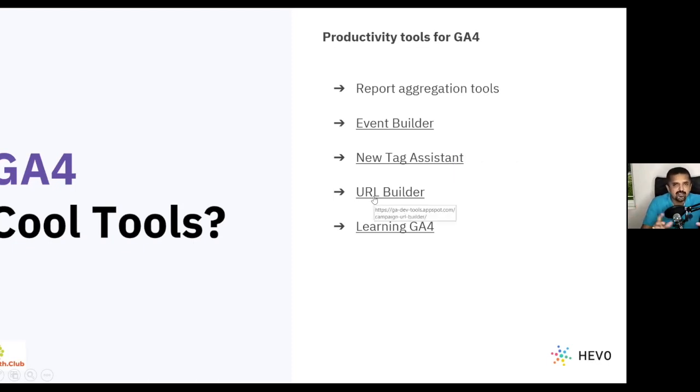URL Builder is another tool which was released by Google long back to build your UTM parameters. And you can use that just to make sure that you are not making any typos in UTM, etc.